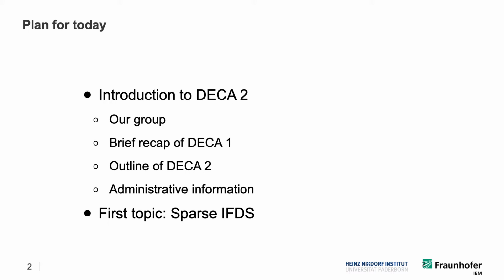To get you started with the second course, I first want to give a brief introduction, of course. I'll briefly reintroduce our group and what we're doing. I'll then also briefly recap DECA 1, what we did there, just to bring you up to speed again. I'll outline what's coming up in this course, and then I'll also give some administrative information that's mostly relevant to people at the university. Then also in this first week, I want to talk about one first actual topic, which is called sparse IFDS, but more on this later.